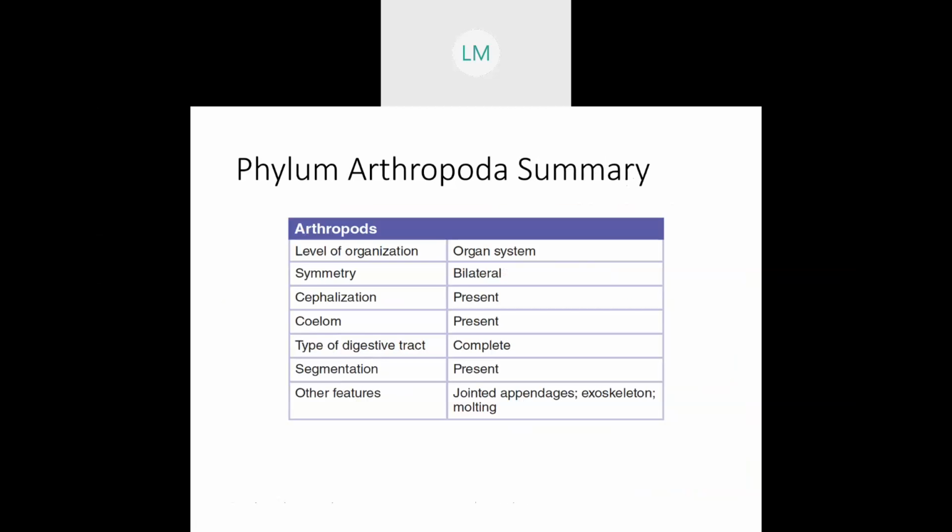All right, and we've got our summary here. We've got our organs, our bilateral symmetry, our head region, our body cavity, all of those things are present, our complete digestive tract, and our segmented body. And the other thing is we have this exoskeleton that we molt, right? That's why we're in this ecdysozoa group with the nematodes. And then we also have our jointed appendages.